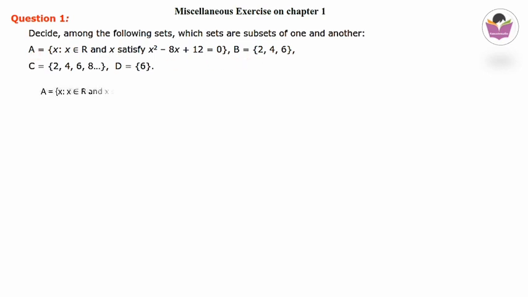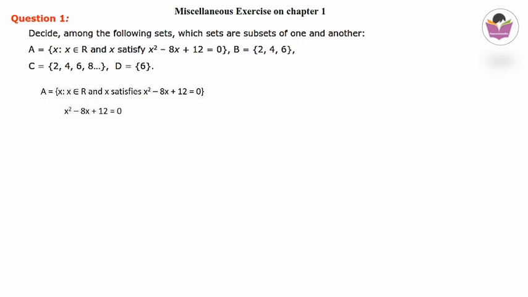So first of all, let's go for writing A in roster form. This is the statement. A is equal to the set of x such that x is an element of R and x satisfies x square minus 8x plus 12 is equal to 0. So let's take this quadratic equation, x square minus 8x plus 12 is equal to 0. This is quite familiar for us. In the bridge course also we have discussed this type.